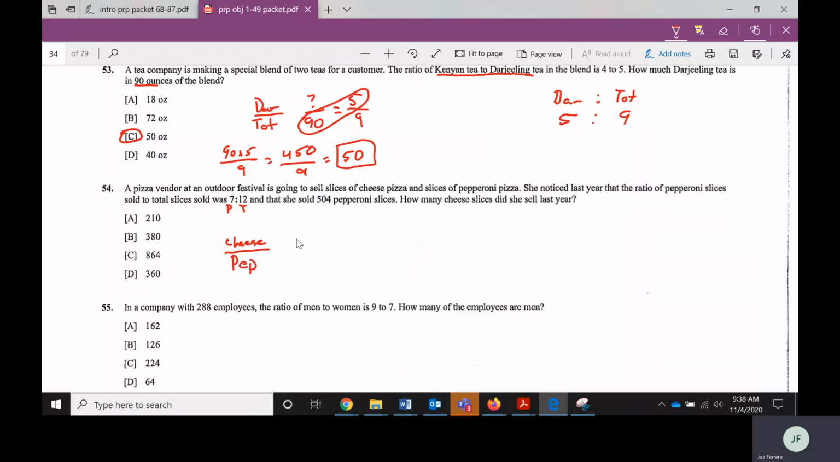Okay, so if we fill this in, 504 is the pepperoni. Cheese is what we don't know. That's what we're looking for. So now for the known pair on this side, we need to fill in this. Okay, well, right now, what they gave us was 7 pepperoni when there's 12 total. We want cheese and pepperoni.